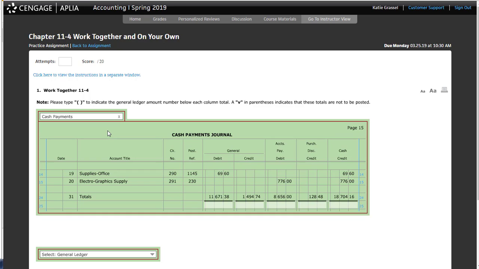So when we go through and look at our cash payments journal, I'm not going to post it right now, but I want you to notice at the bottom of all of our columns that we have a spot. We have to put our account numbers of what we are posting below here. But what do we do with general debit? Do we post this $11,671.38 anywhere? No, what do I do with it? What's that? No, it's already our total.